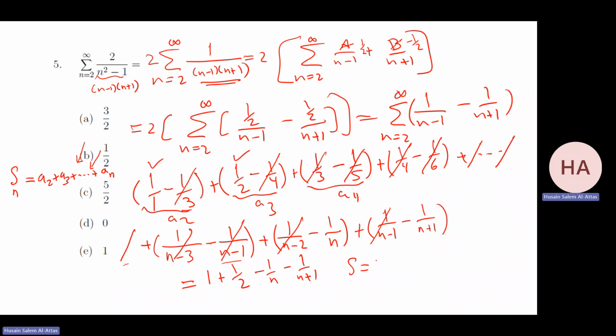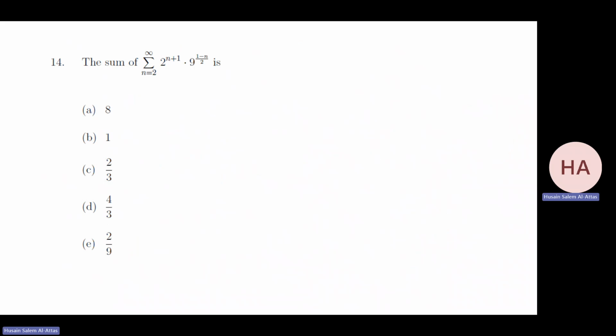So what will be S? It will be the limit as n goes to infinity of Sk, which is 1 plus half minus 0 minus 0. So it will be 3 over 2. The new thing: I have 2 remains, not only 1. The cancellation is after 2 steps, not after 1 step.